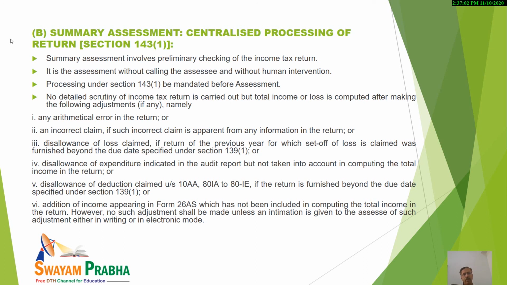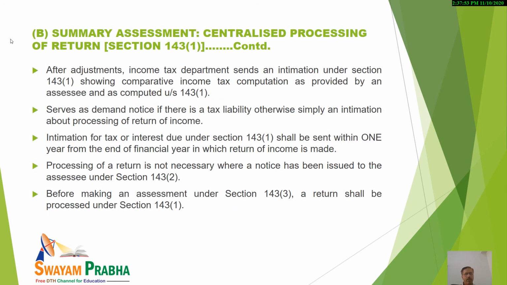But one thing must be kept in mind: such adjustment can be made only after intimation has been given to the assessee. The intimation may be in writing or it may also be given in electronic mode, that is sufficient. No such adjustment can be made unless intimation has been given to the assessee regarding such adjustment. So that must be noted. Now, when it has been found that some adjustment is needed out of the various issues I have just discussed, then intimation will be sent, in writing or through electronic mode.